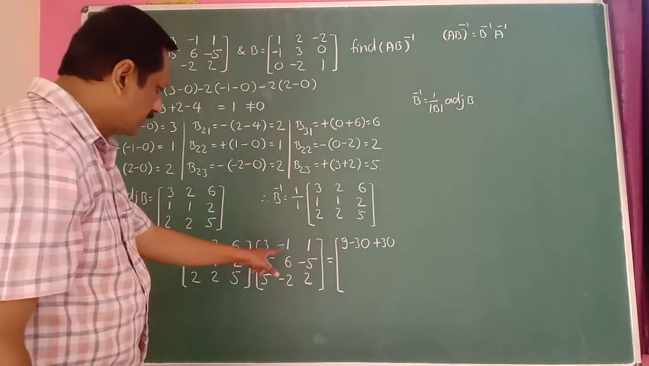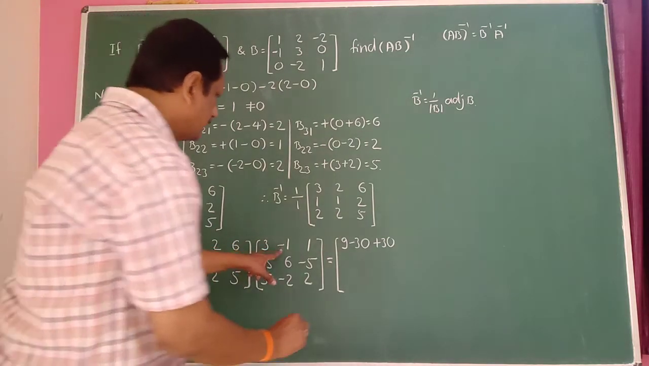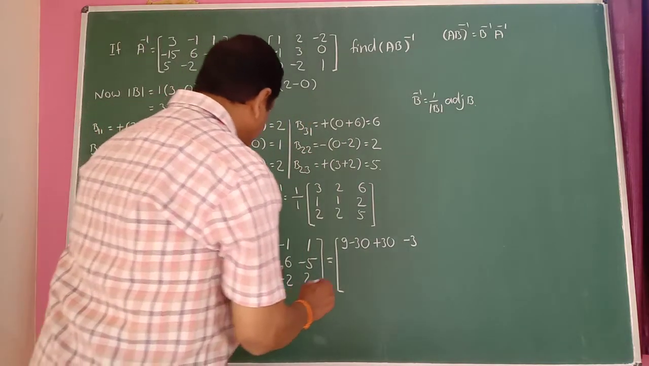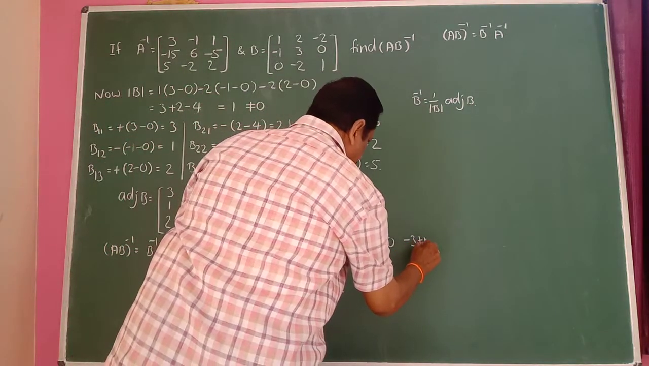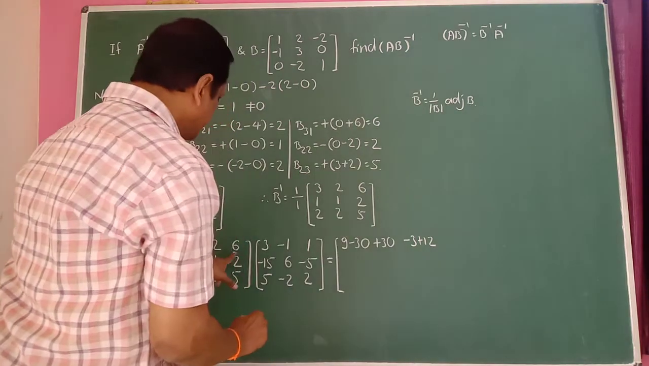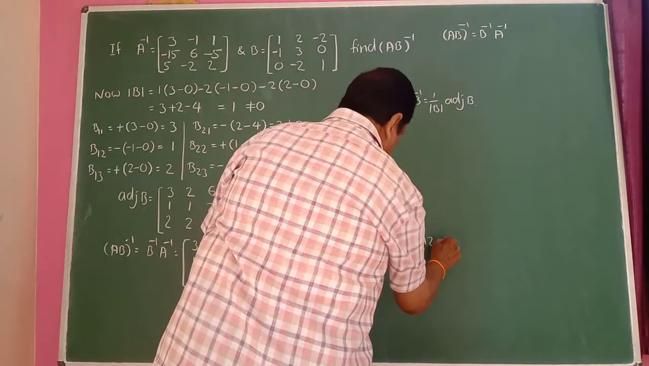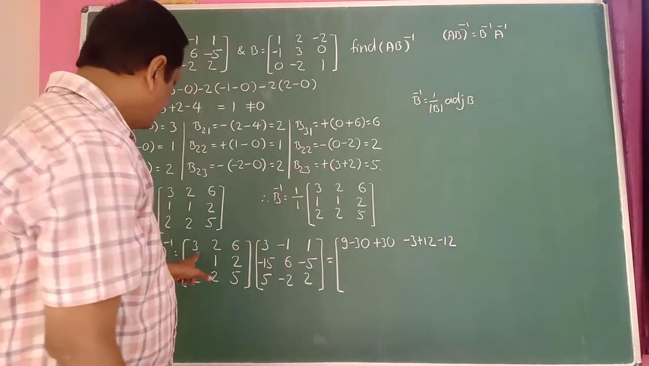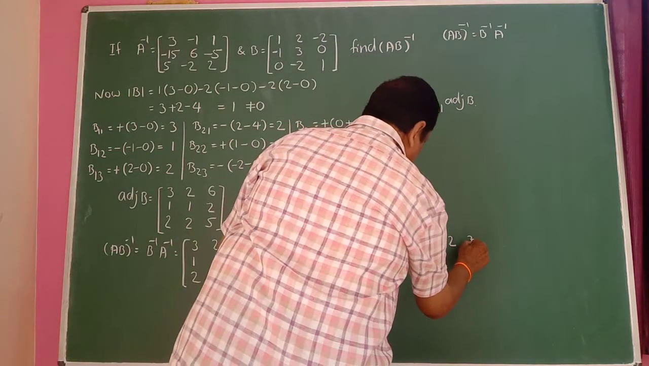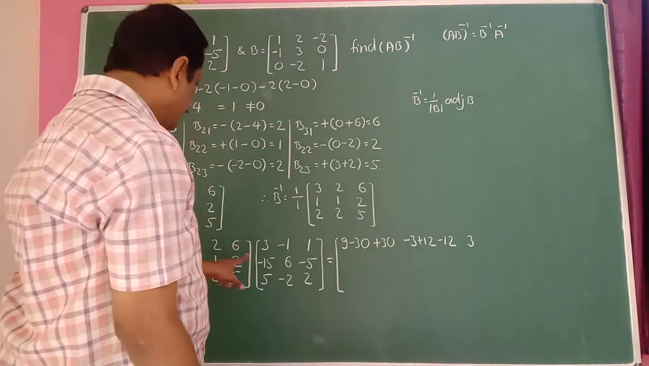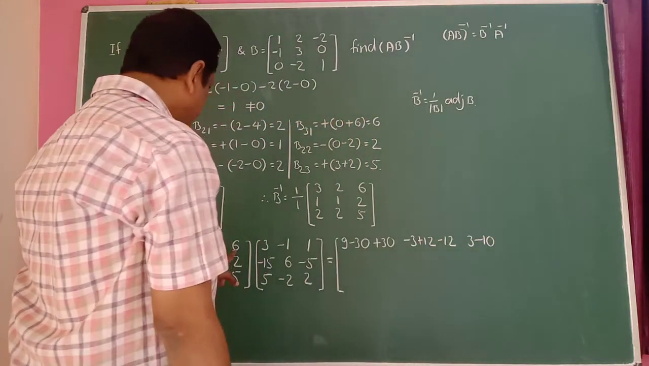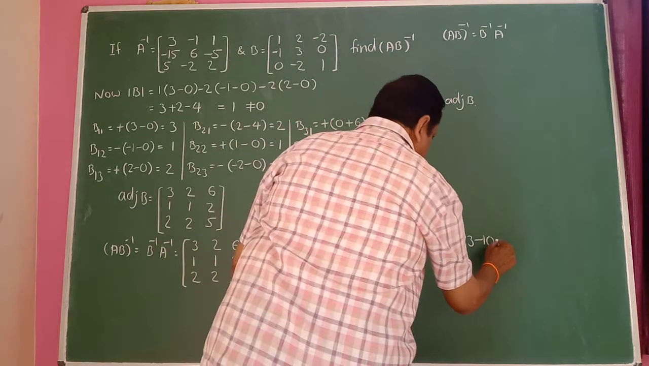Multiply this row with the second column here. 3 1s are 3 here minus of 3, then 2 6 are 12 here plus 12, then 6 2s are 12 minus of 12 here. Multiply row with the column. 3 1s are 3 here plus 3, then 2 5s are 10 here minus of 10, and 6 2s are 12 plus 12 here.